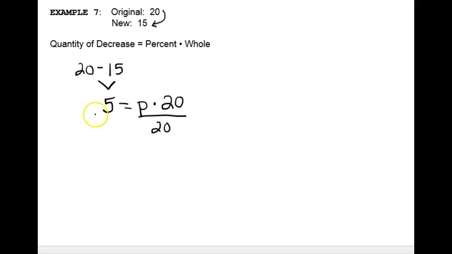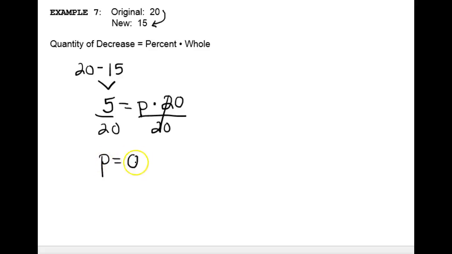Okay, let's try two examples without word problems. If our original is 20 and our new is 15, I can tell that that's decreasing because it's going down in value. So how much is it decreasing? Well, 20 to 15 means it's decreasing by 5. So 5 equals our percent times whole. And remember, for the whole, you always use the original because that original amount is where it is increasing or decreasing from. So I'm going to divide both sides by 20 to get p by itself.